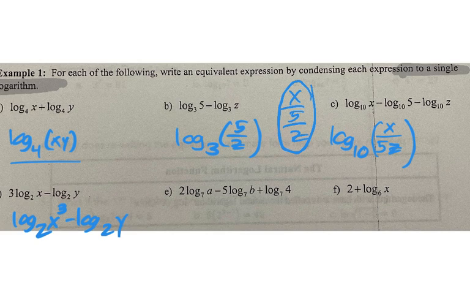Now I have logarithms with no numbers in front of them. So now I can do the subtraction rule. Subtraction of the logarithms can be rewritten as division, so it's log base 2 of x cubed over y cubed.